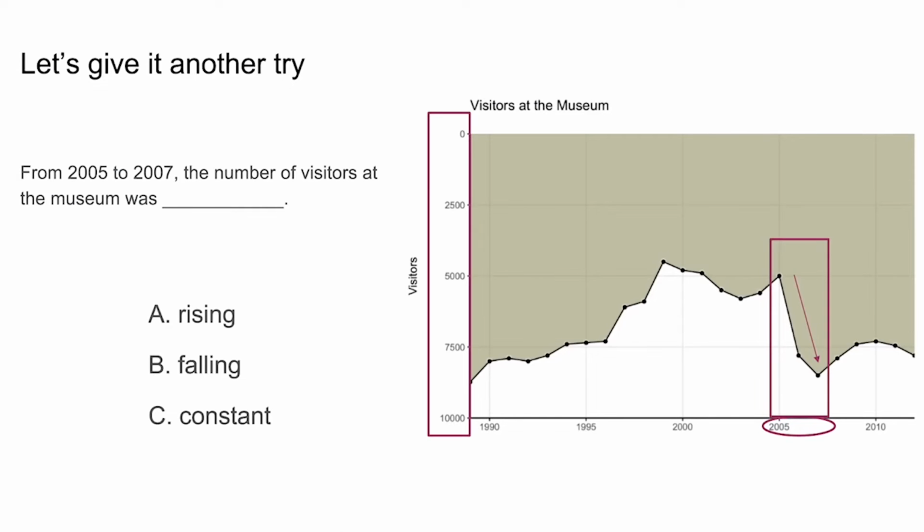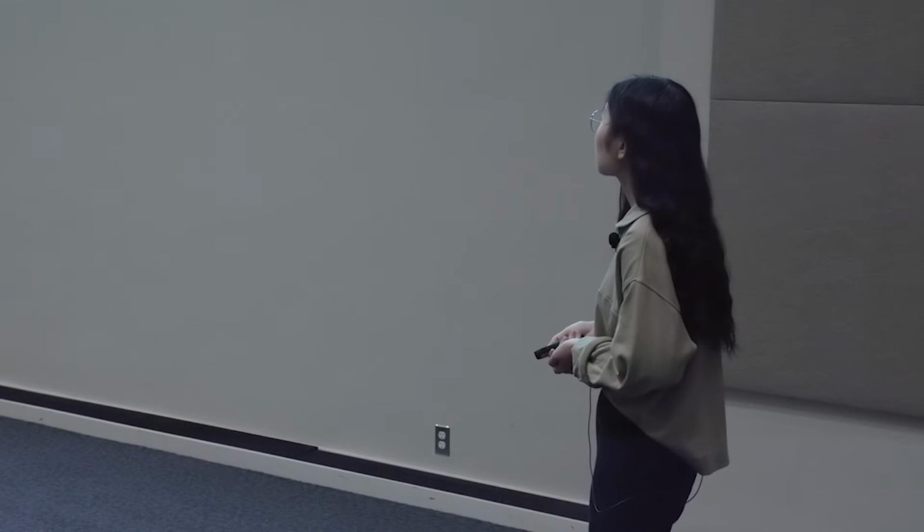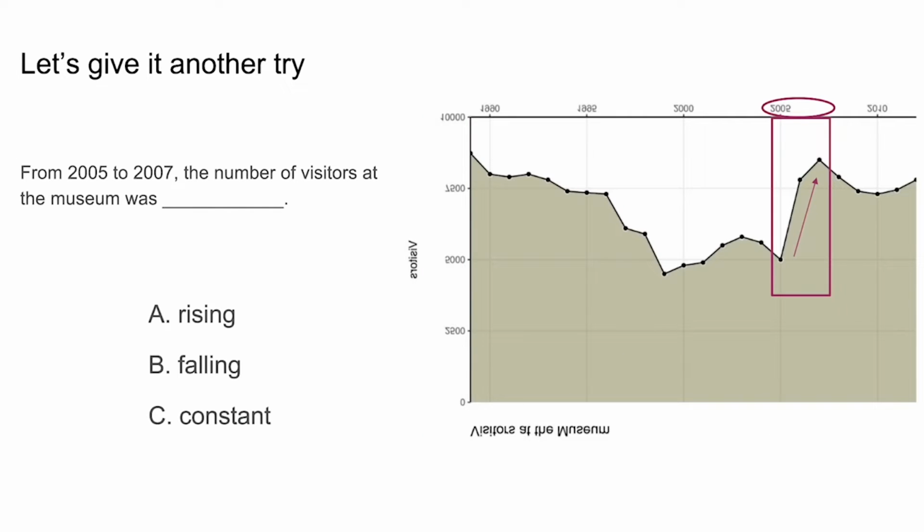Let's take a closer look at the y-axis here. It seems to be inverted, and that can cause some issues. But we can fix this by flipping the entire visualization around like this. That kind of fixes it, but at least the y-axis is not inverted anymore, and now we see that it's actually going up. And rising would be the correct answer here.